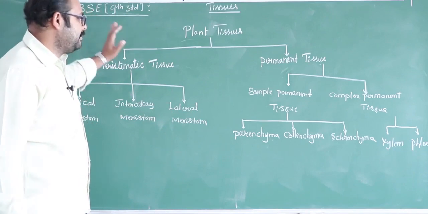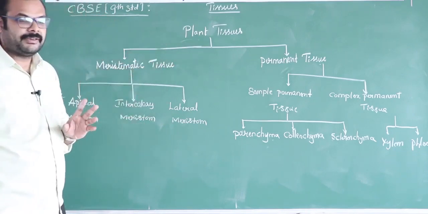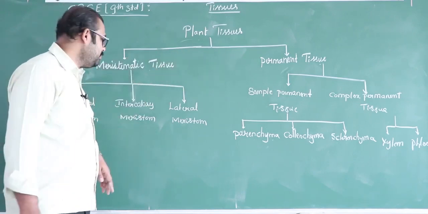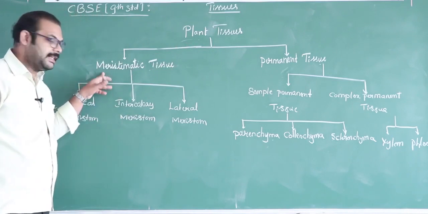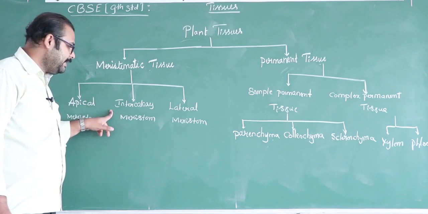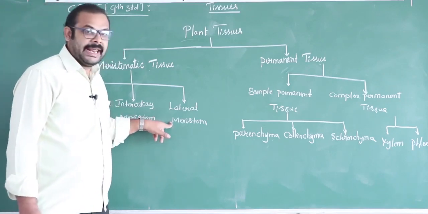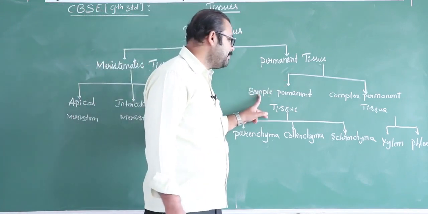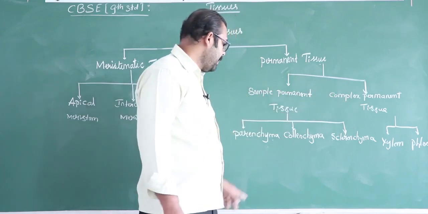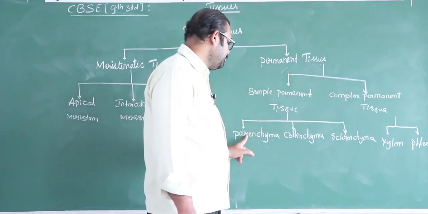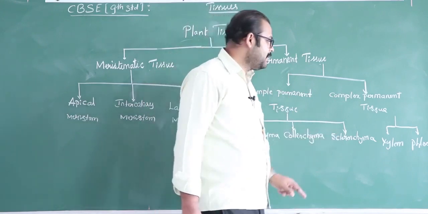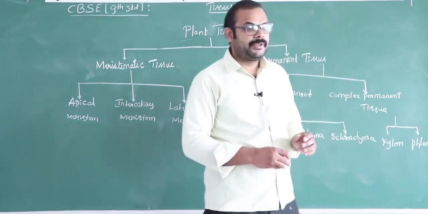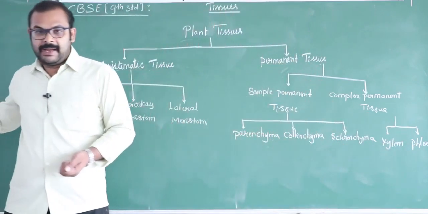Okay, once again I will tell you about that. Plant tissues are broadly classified into two categories: meristematic tissue and permanent tissue. Then meristematic tissue is further classified into apical meristem, intercalary meristem and lateral meristem. Similarly, permanent tissues are classified into simple permanent tissue and complex permanent tissue. Simple permanent tissue is further classified into parenchyma, collenchyma, sclerenchyma, and complex permanent tissue consists of xylem and phloem. This is the classification of plant tissues.